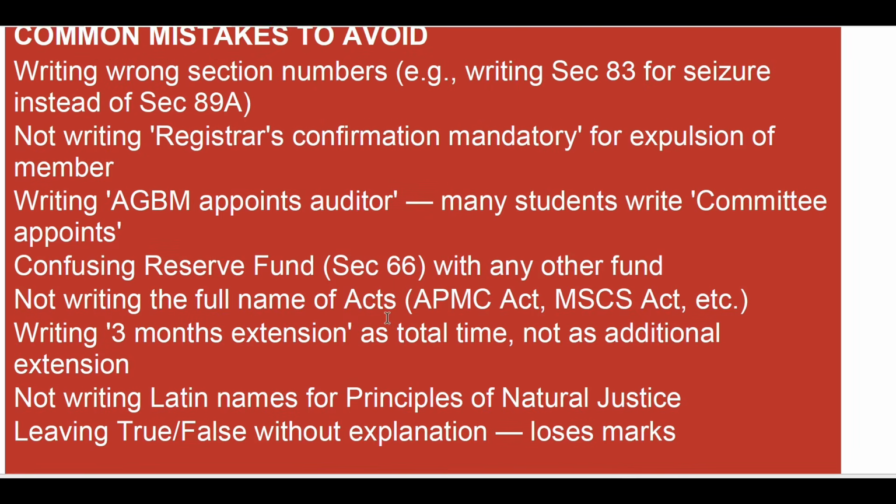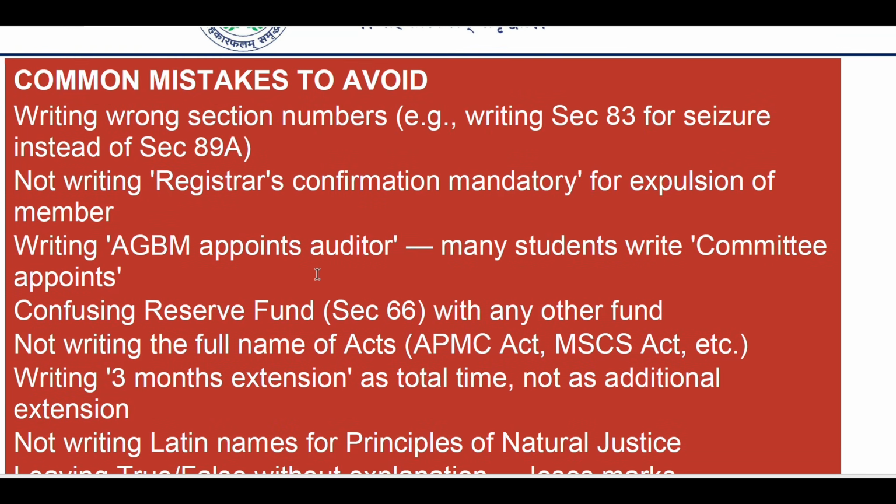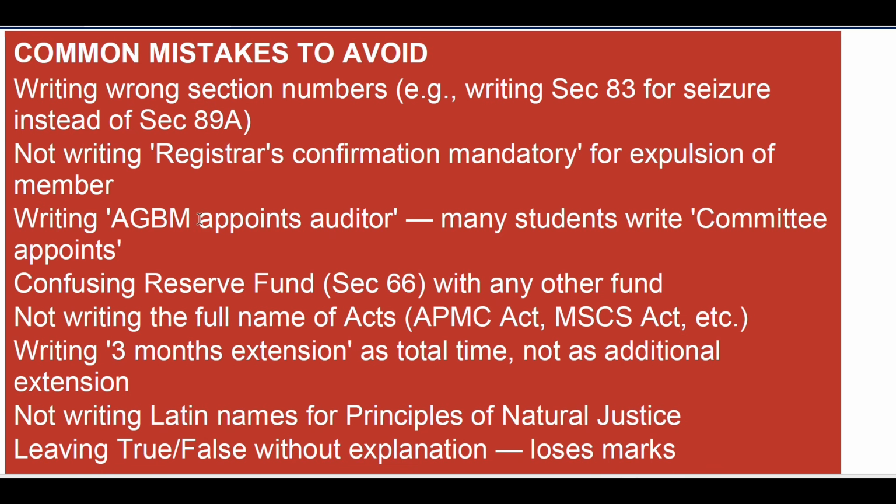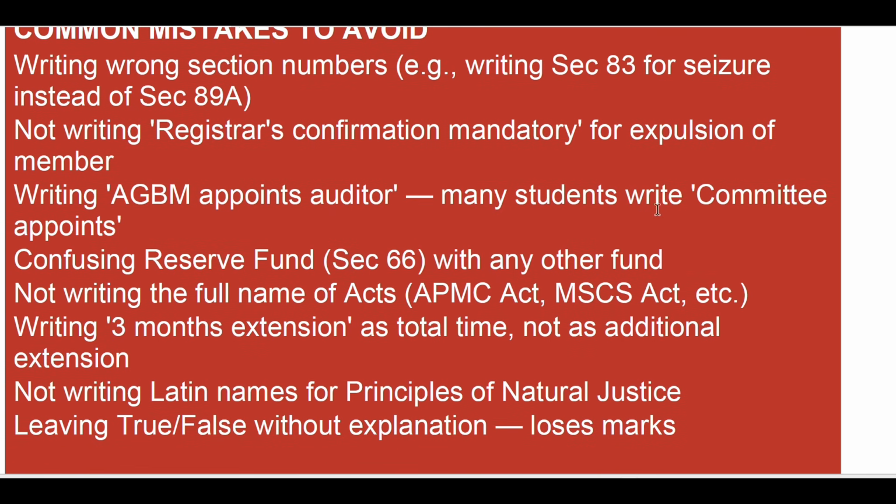So here are some common mistakes you should avoid at any cost. Writing wrong section numbers. Example, writing section 83 for seizure instead of section 89A. Section 83 is different, 89 is different. Not writing that registrar's confirmation is mandatory for expulsion of members. Writing AGBM appoints auditor; many students write committee appoints the auditor.